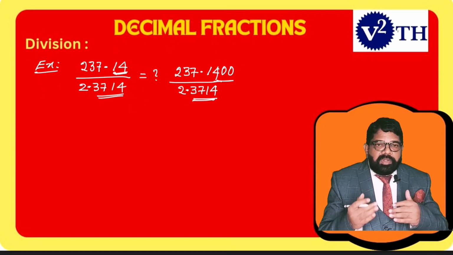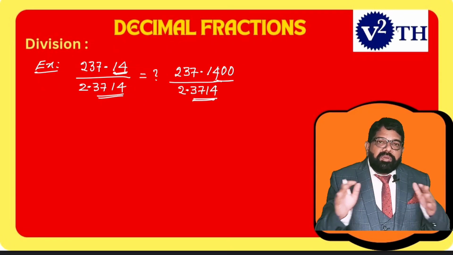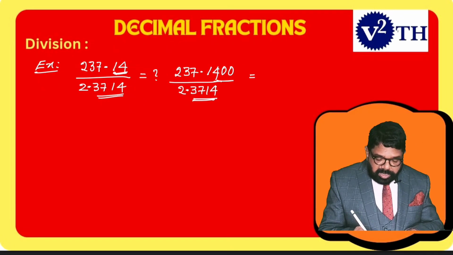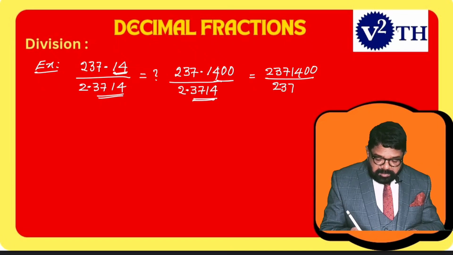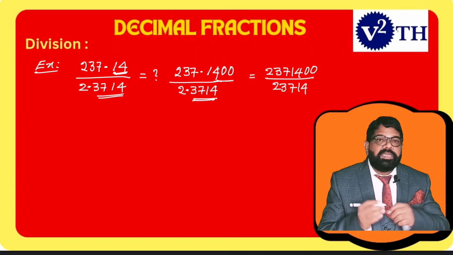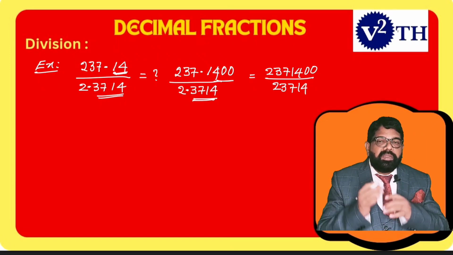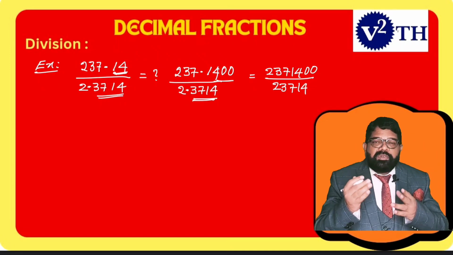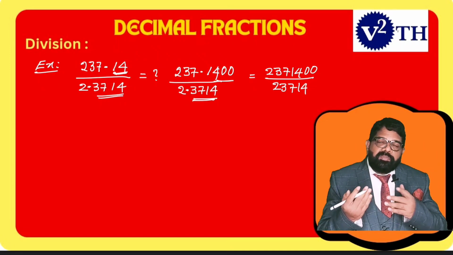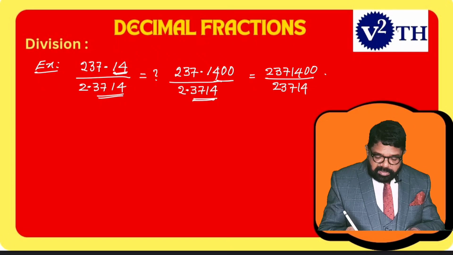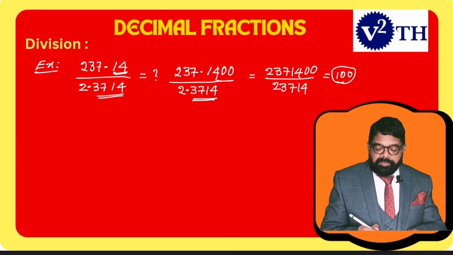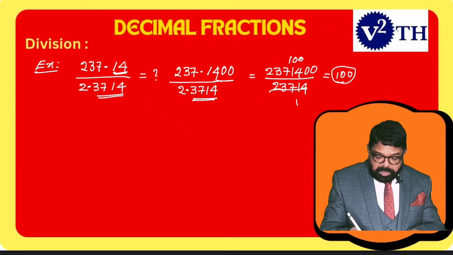In the denominator, after the decimal there are 4 digits. In the numerator also, after the decimal 4 digits. Now remove the decimal and write down its value. So 2371400, and the denominator also 23714. That is the strategy. Equate the number of digits after the decimal in the numerator and denominator. If the numerator has fewer digits, put 0. If the denominator has fewer digits, put 0, and remove the decimal. Now cancel this value. Cancellation, what happens? It is 100. You got it.